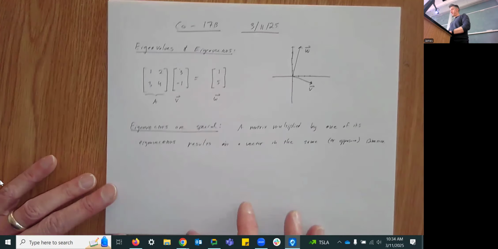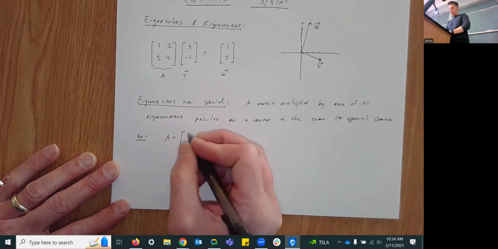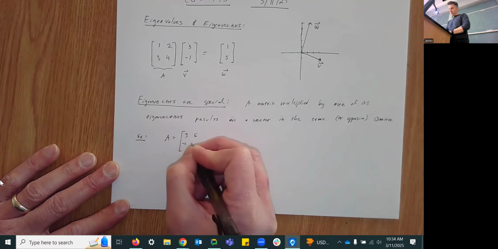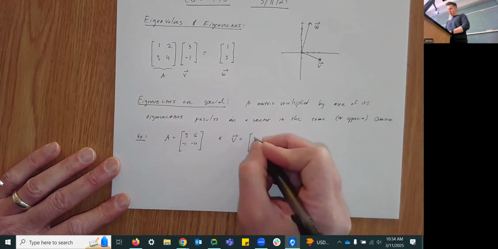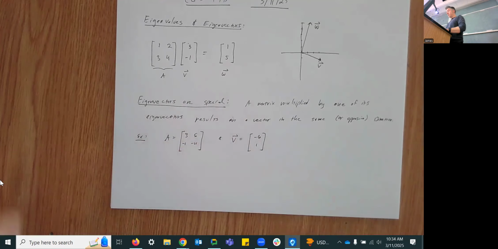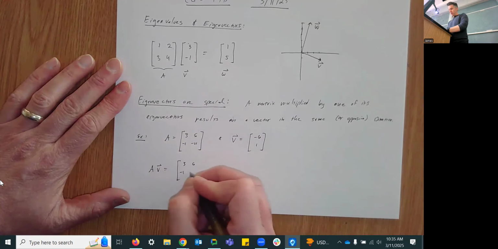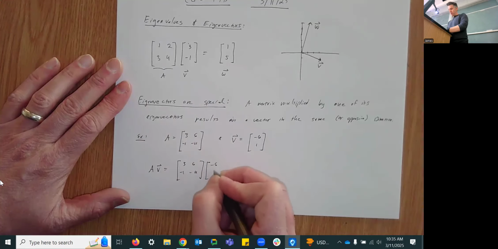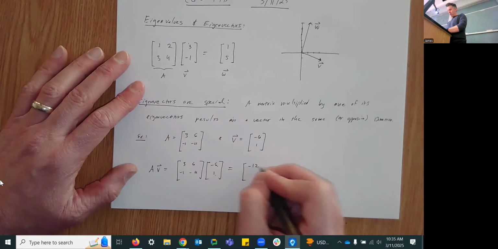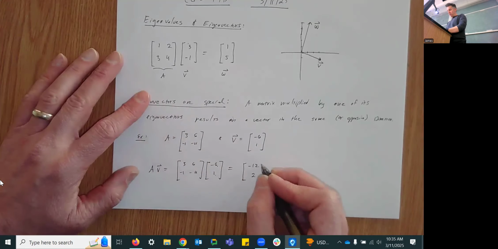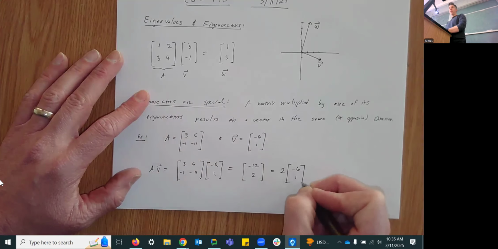For example, the matrix A equal to 3, 6, -1, -4, along with the vector V equal to -6, 1. If we multiply this matrix by this vector, A times V is going to equal 3, 6, -1, -4, multiplied by -6, 1. Let's see, we get -18 plus 6, which is -12. And we get 6 minus 4, which is 2. And if you notice, that is exactly 2 times the vector we started off with.